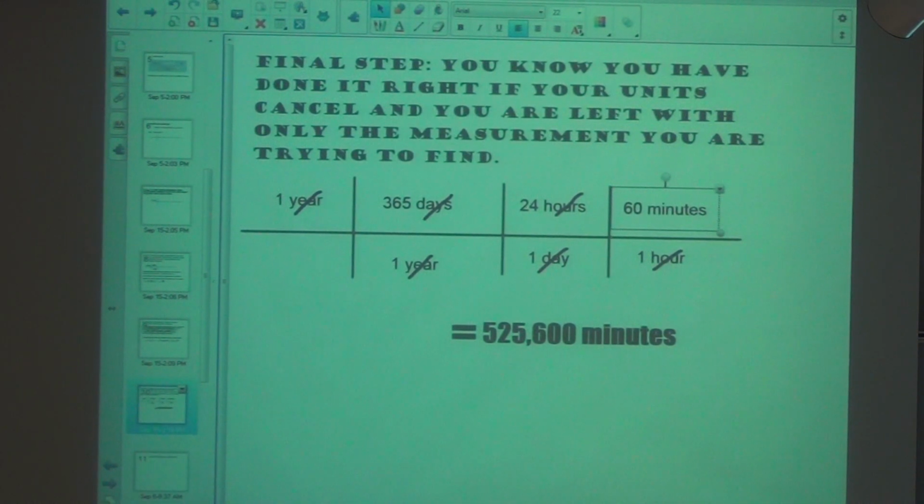And that's my answer. Because again, all my numbers on the bottom are just ones. So I'd just be dividing by 1, divide by 1, divide by 1. Doesn't change anything every time I do that. So it's really just 1 times 365 times 24 times 60.